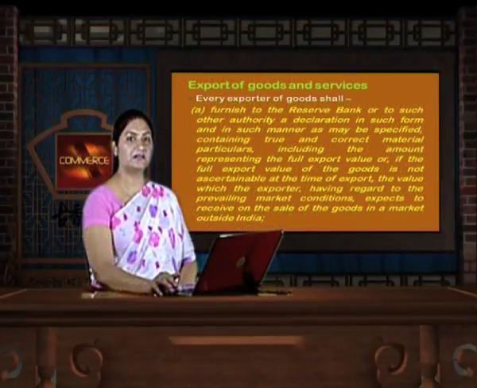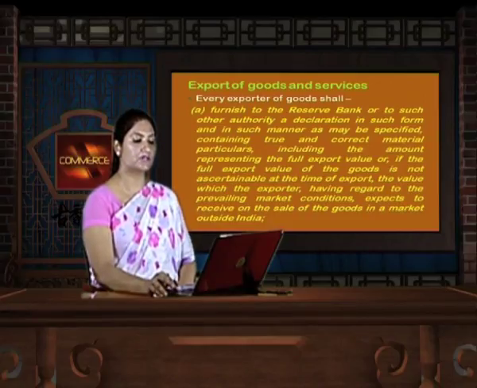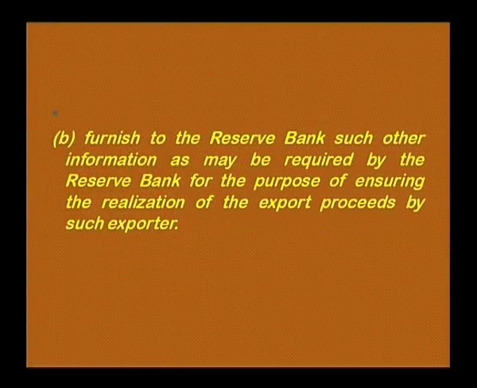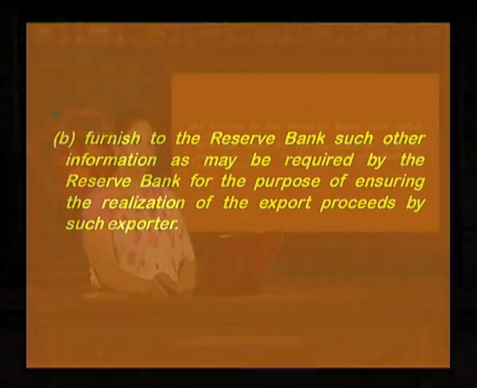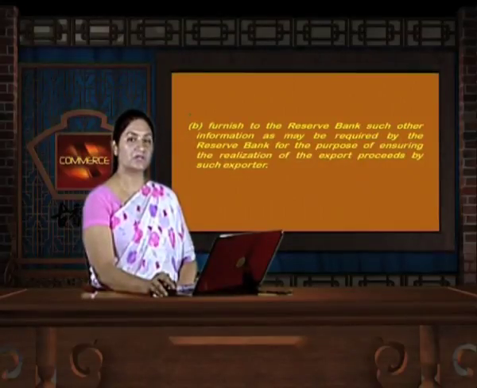Now, this is done in order to ensure the correct foreign exchange value of the goods or services that shall be transacted overseas. Second, furnish to the Reserve Bank such other information as may be required by the Reserve Bank for the purpose of ensuring the realization of the export proceeds of such exporter. So, he will be giving a detail regarding the goods and services that he is going to export, and the same shall be furnished to the Reserve Bank.